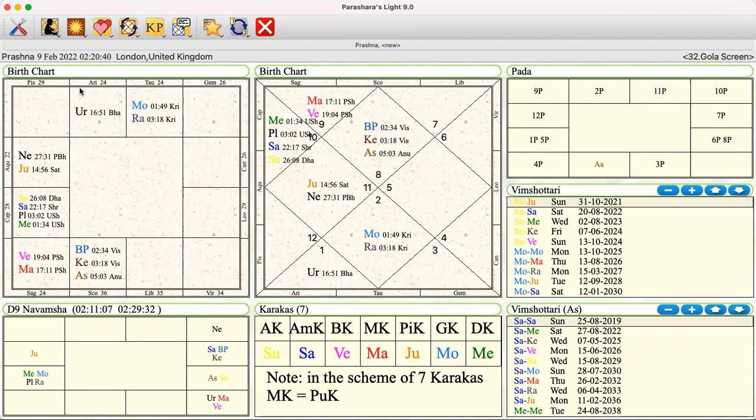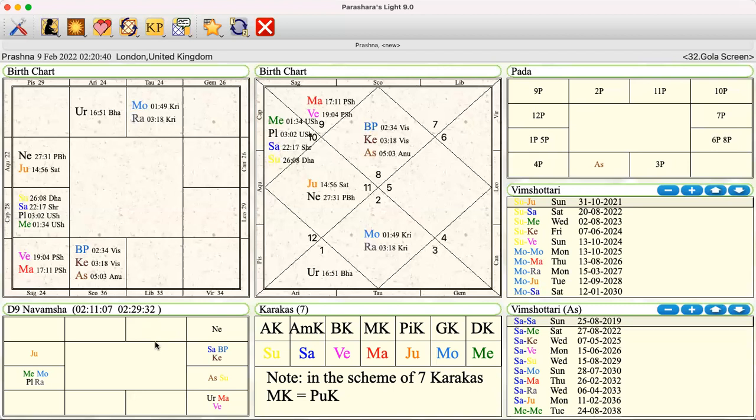Ashwini is Ketu, Venus is Bharani, Krittika is the sun, which goes into Taurus as well. And then we have Rohini, moon, Mrigashira, which is ruled by Mars and goes into Gemini. And then we have Ardra, which is Rahu, and then Punarvasu, which is from Gemini to Cancer, and then we have Pushya in the middle, ruled by Saturn, and then it ends with Mercury. The same thing goes all the way through.